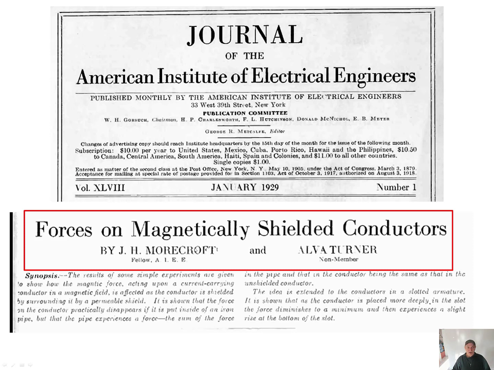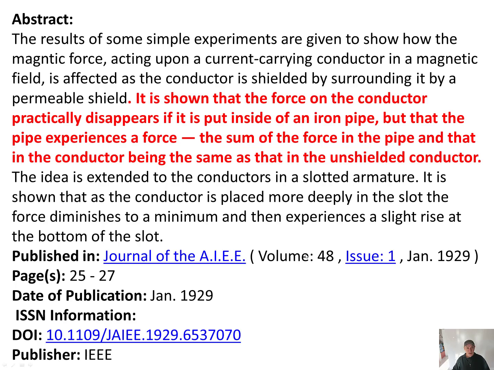Now we want to understand what the forces are on magnetically shielded conductors. There's a paper in the Journal of the American Institute of Electrical Engineers in January 1929 by J.H. Moorcroft and Alva Turner. The abstract reads: The results of some simple experiments are given to show how the magnetic force acting upon a current carrying conductor in a magnetic field is affected as the conductor is shielded by surrounding it with a permeable shield. It is shown that the force on the conductor practically disappears if it is put inside of an iron pipe, but that the pipe experiences a force. The sum of the force in the pipe and that in the conductor is the same as that in the unshielded conductor.